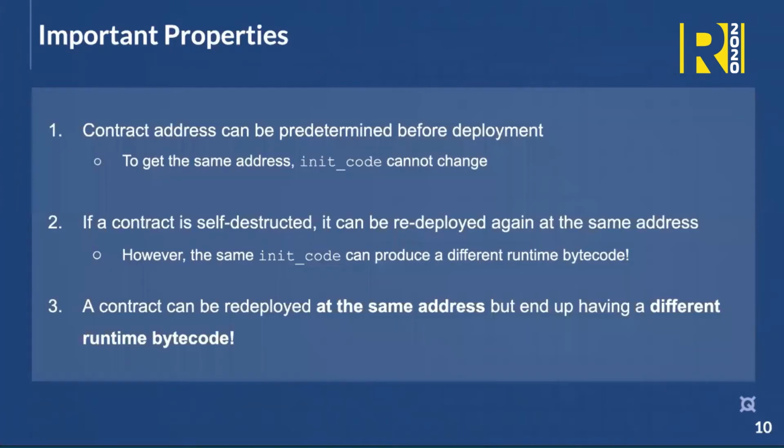So that's one implication. Let's look at some interesting properties. One I already talked about, that's the main usage we have seen so far: we can pre-calculate the address. Another thing is that to get the same address, the init code, the code that the miner has to execute, cannot change. However, there's one catch, a side effect that people haven't thought about closely before: if the contract can be self-destructed, then it can be redeployed again at the same address.